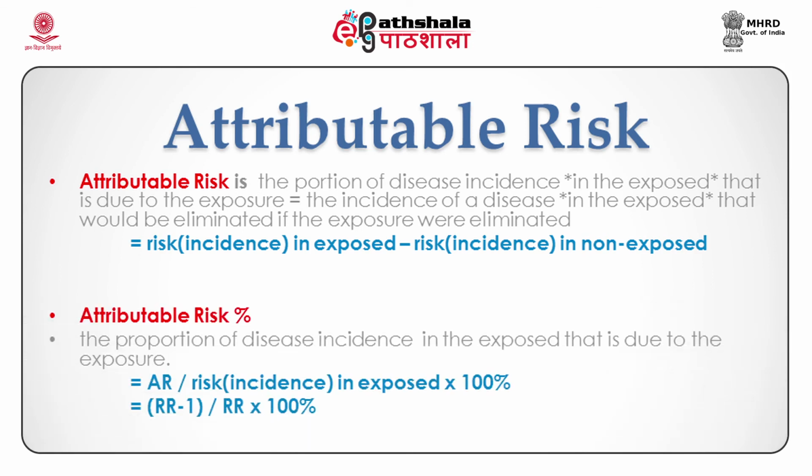So the attributable risk percentage is the proportion of disease incidence in the exposed that is due to the exposure, and it is calculated as the attributable risk divided by the risk incidence in exposed, times 100%. That is, the attributable risk percentage is equal to (RR minus 1) divided by RR, times 100.